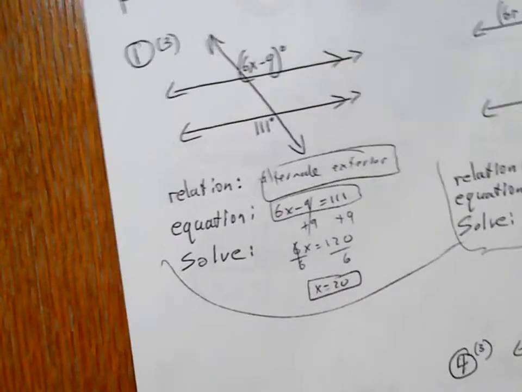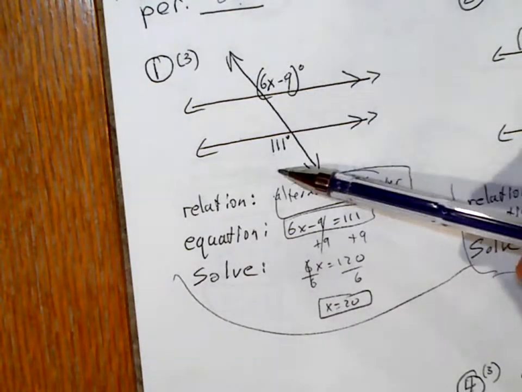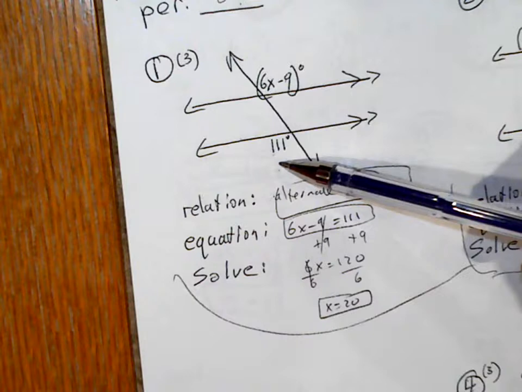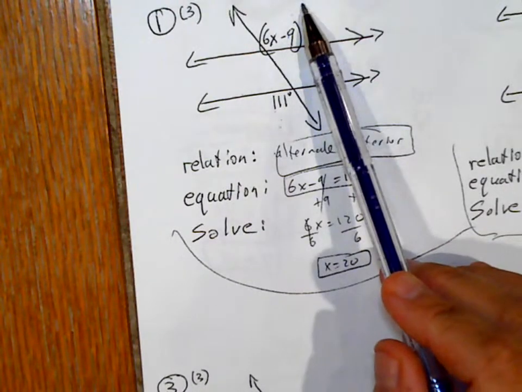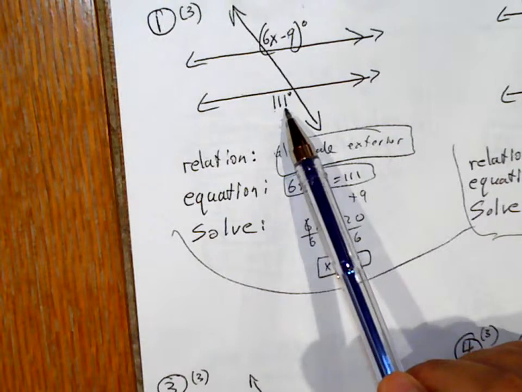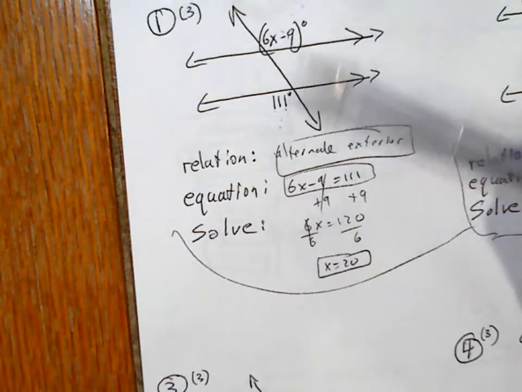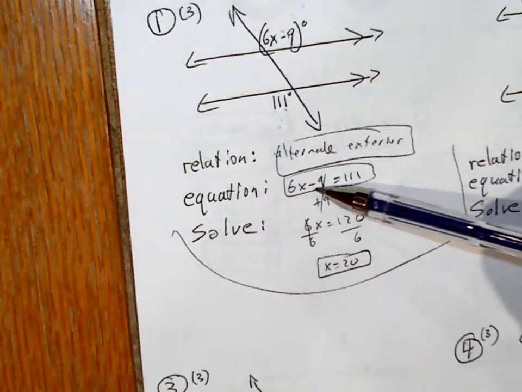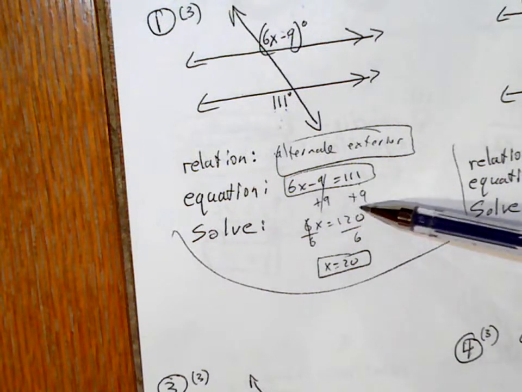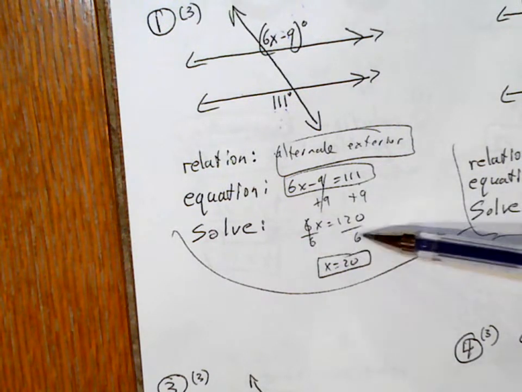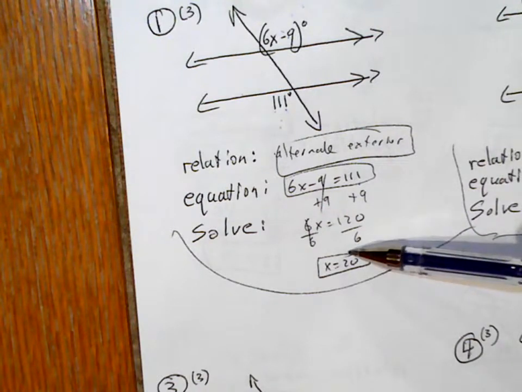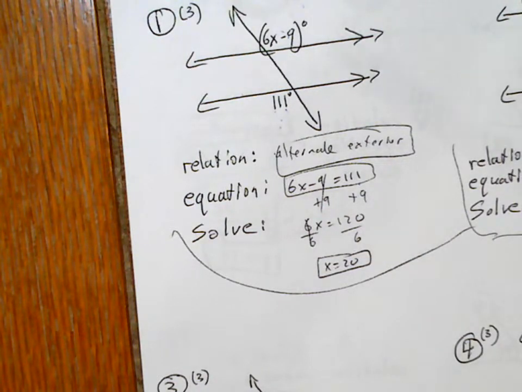Okay, here's one that he did completely correctly. It was number 1, I believe. These guys right here, alternate exterior angles. His equation, he set this equal to that. Alternate exterior angles are equal. Leo asked: can you please do the relation one more time? Which one? Okay, I'll get back to you, Leo. Give me a second. Alternate exterior angles. 6x minus 9 equals 111. He added 9 to both sides. He added correctly. He divided by 6. He divided correctly. This whole thing was correct. All right, so this one's all good.